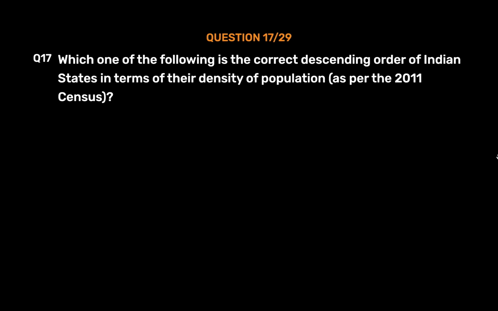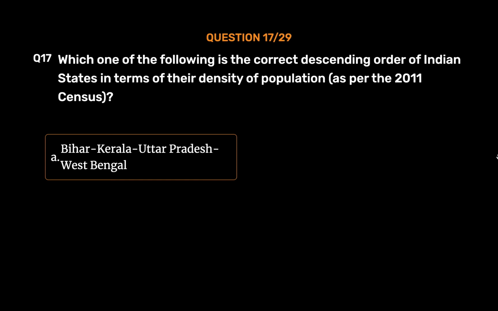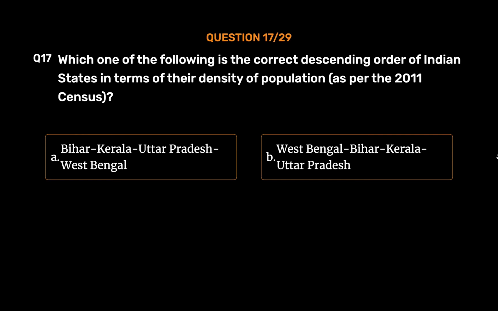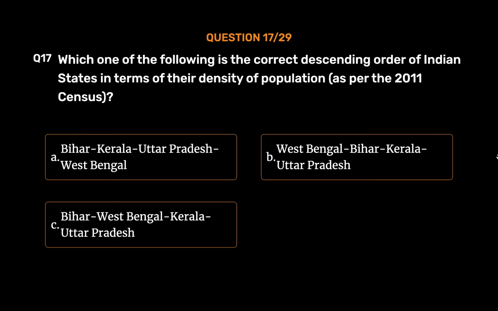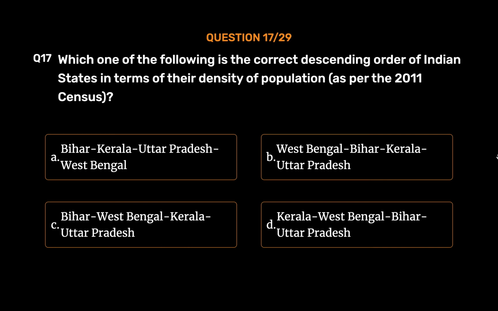Question number 17. Which one of the following is the correct descending order of Indian states in terms of their density of population, as per the 2011 census? Option A. Bihar, Kerala, Uttar Pradesh, West Bengal. Option B. West Bengal, Bihar, Kerala, Uttar Pradesh. Option C. Bihar, West Bengal, Kerala, Uttar Pradesh. Option D. Kerala, West Bengal, Bihar, Uttar Pradesh.